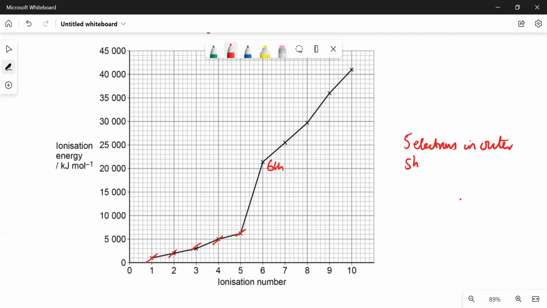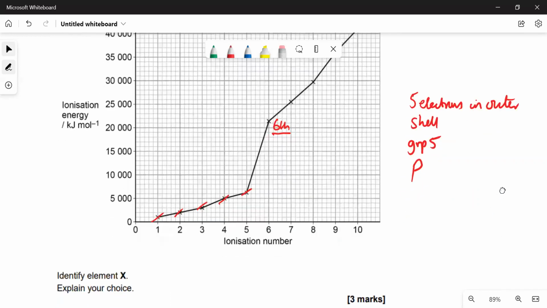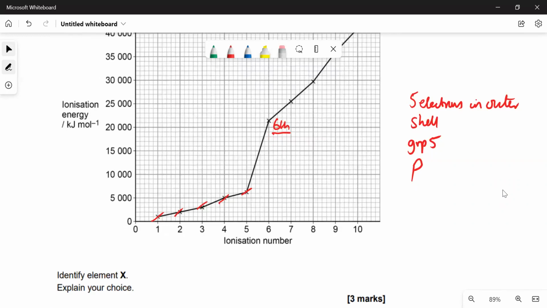And of course, the 6th one is much harder to remove because you're removing it from the next quantum shell in, a lot closer to the nucleus. So it's got 5 electrons in the outer shell, so it must be in group 5. And it says the period 3 element, which is in group 5, that is phosphorus. So with the 3 marks, I would say 1 mark for saying there's a big jump between 5 and 6, 1 mark for saying there must be 5 electrons in the outer shell, 1 mark for group 5, and that's phosphorus.